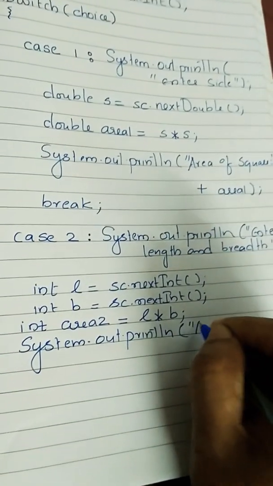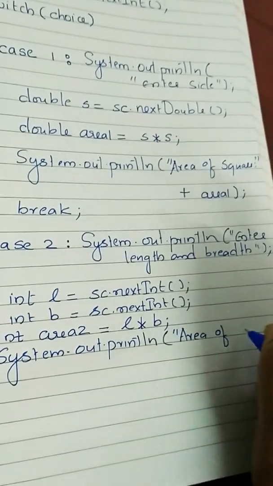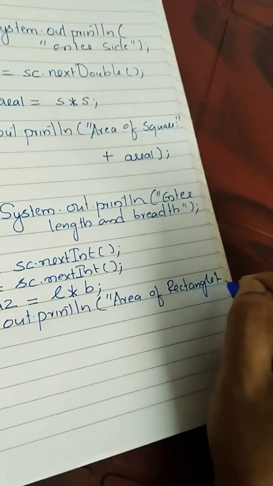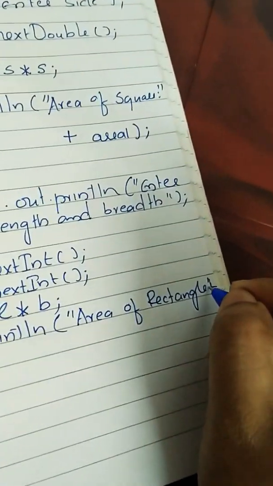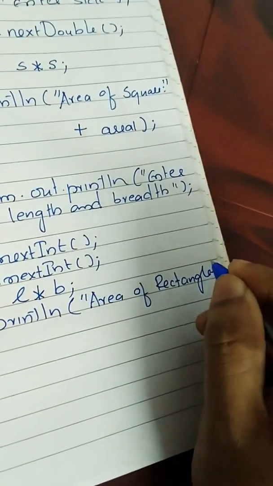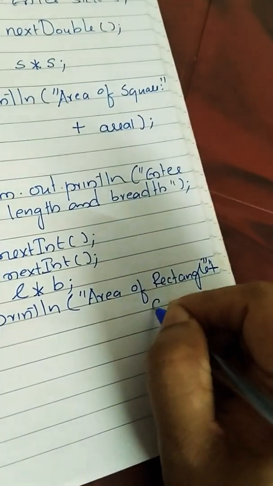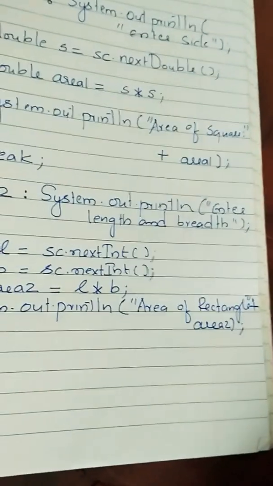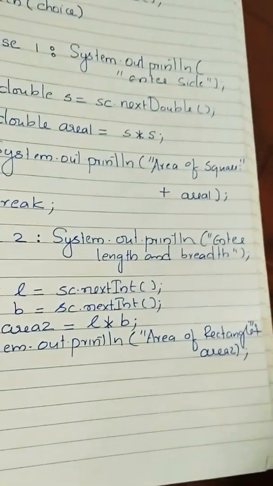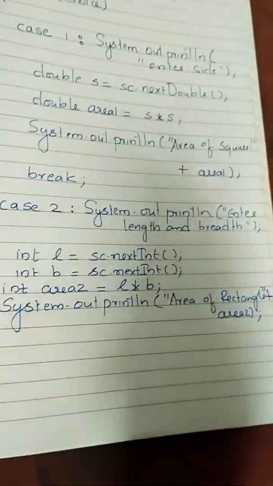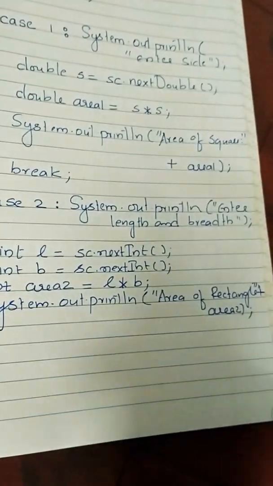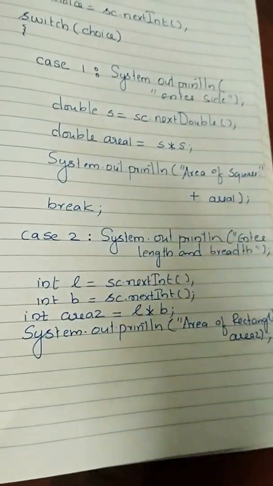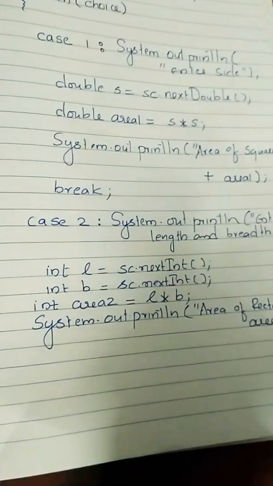println, area of rectangle. Again concatenation with the plus symbol, and then you will write the variable name area 2. Don't put double quotes around the variable name, because if you put double quotes around it, its value will not be printed. It will print as it is, as a message. So always remember this point. The variable name should come outside the double quotes. So I have printed the area.